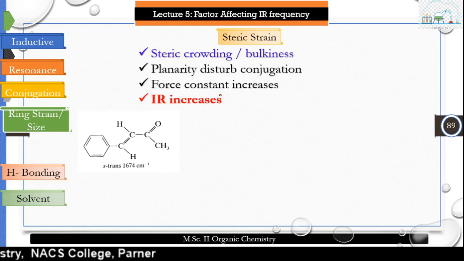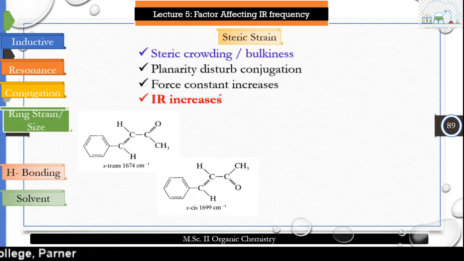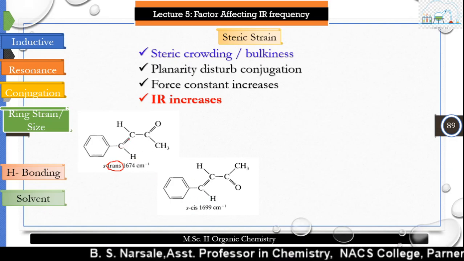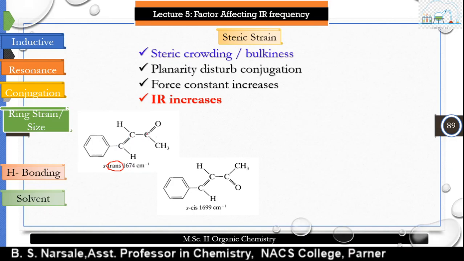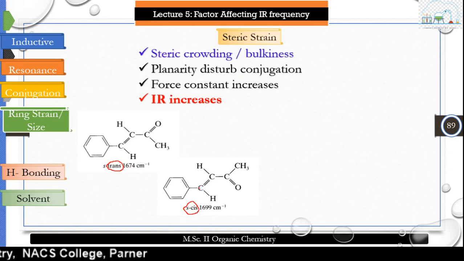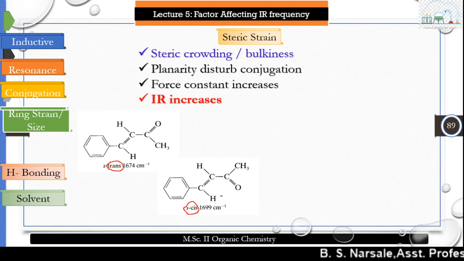Let's consider two systems. One is the trans system and the second one is a cis system. What is meant by the trans system? These two double bonds are opposite to each other, and here in the cis system these two double bonds are on the same side. What happens if the two double bonds are present on the same side?